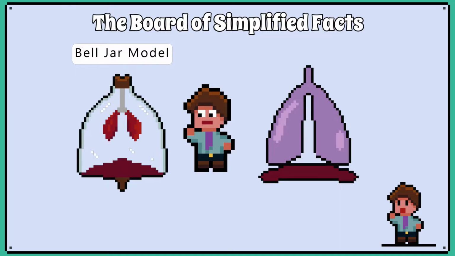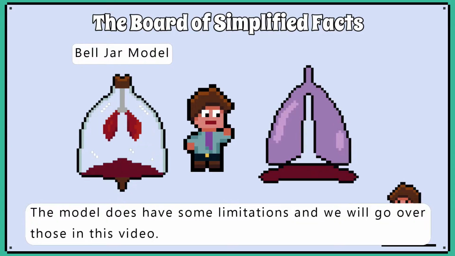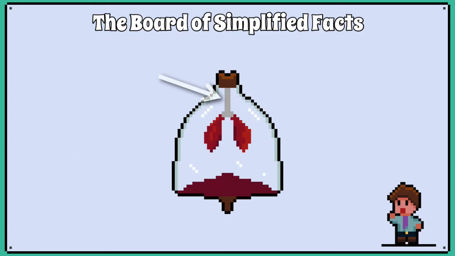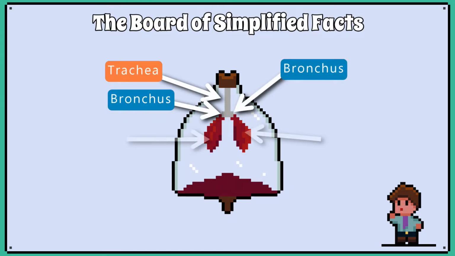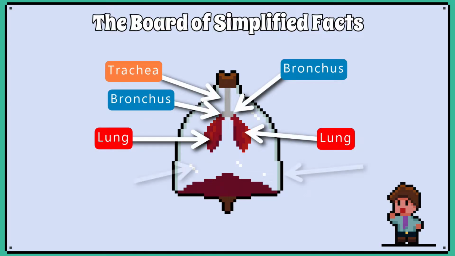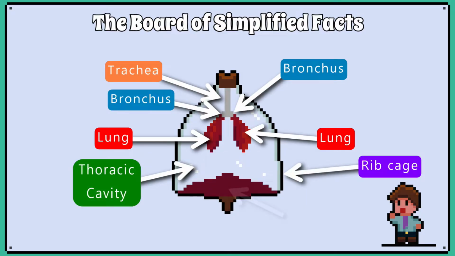The bell jar model is a great way to demonstrate how the diaphragm contracts and relaxes, resulting in the lungs inflating and deflating. The model does have some limitations, and we will go over those in this video. The tube entering the bell jar represents the trachea, which then splits into the bronchi. The balloons represent the lungs. The bell jar casing represents the rib cage. The rubber sheet represents the diaphragm.